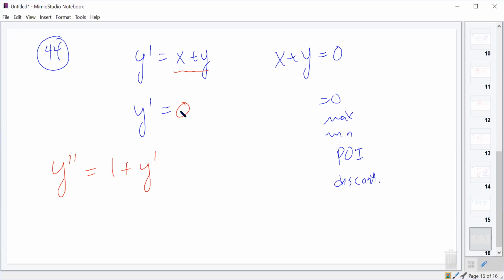And if y prime was 0, then 1 plus y prime is going to be greater than 0. And so if we have a critical value where the derivative is equal to 0 and the second derivative is positive, that tells us it's concave up, which tells us that it should be a minimum. Does that make sense?